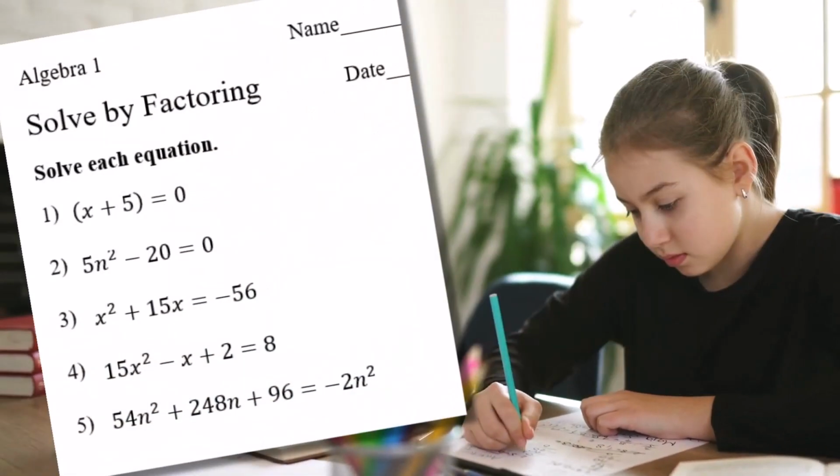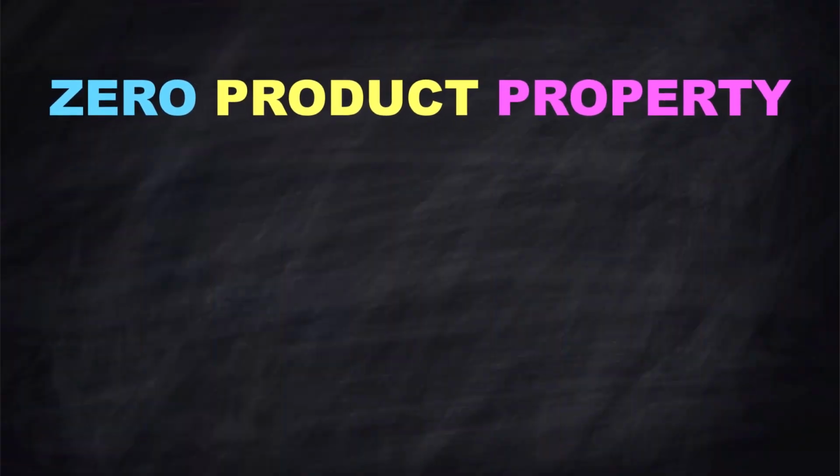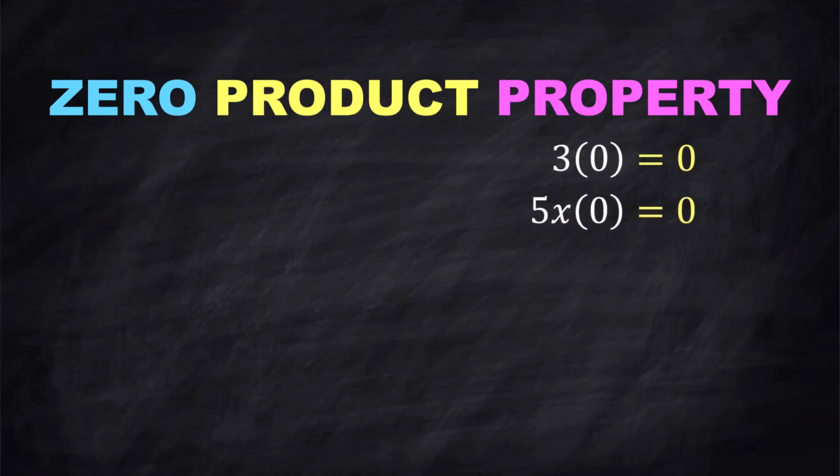We are going to be solving equations by factoring. And in order to do this, you really have to understand the zero product property. So let's go over that real quick. If you take any two numbers and multiply them together, and if the answer is 0, that means one of the numbers had to have been 0. That makes sense, right? So it's easy when there's numbers and you can see the 0.